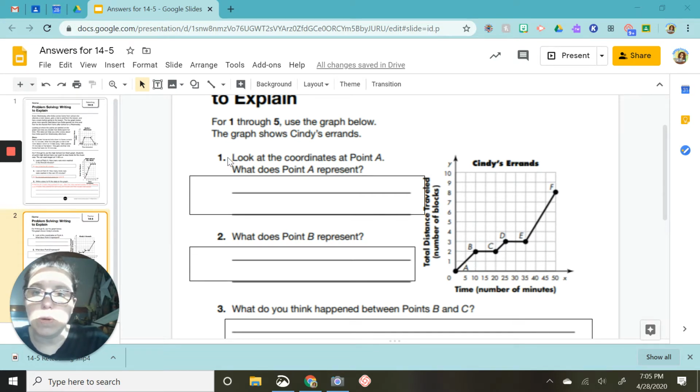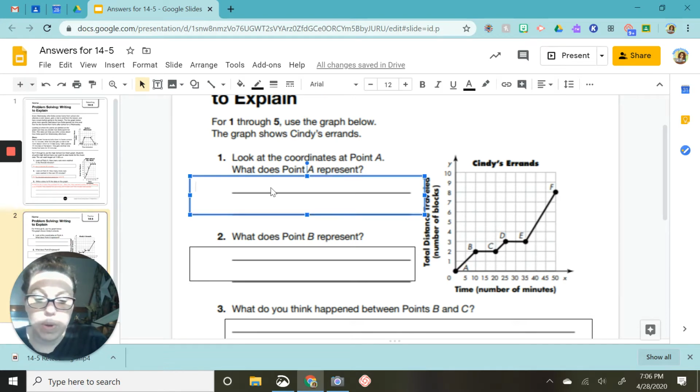So let's see what the question says. Look at the coordinates at point A. What does point A represent? Okay, so A is this one right here. It represents that there was nothing going on. No minutes have passed and she hasn't traveled any blocks because it's at 0, 0.